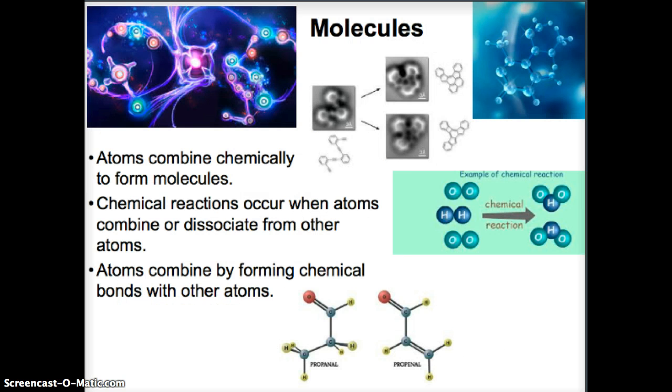When atoms combine chemically, they form molecules. When that happens, we have chemical reactions that take place because we need to combine or dissociate atoms from one another. These chemical bonds, these forms between atoms and atoms, are going to be very important, and we're going to spend some time on that.